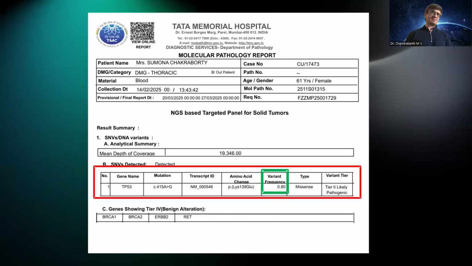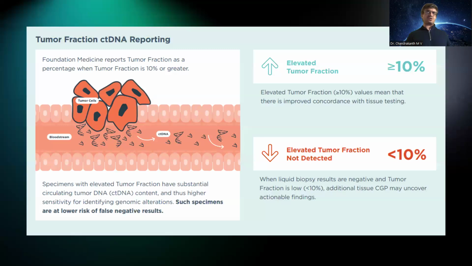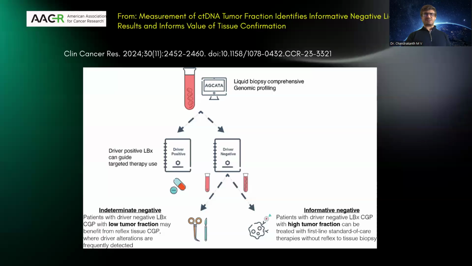Is it a false negative? That means there is lung cancer, but the DNA is not shed. How will you understand that? That is by what is called tumor fraction. It is the fraction of cell-free DNA that is tumor DNA. Not all cancers shed. The cancer has to shed; that is called circulating tumor DNA. So if it is high, it is representative. If it is low, it is not representative.